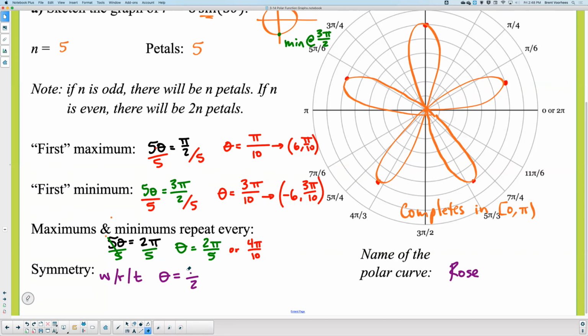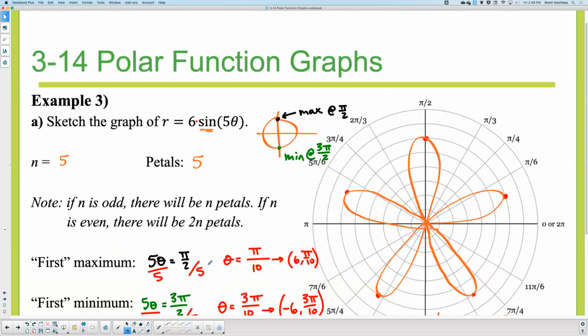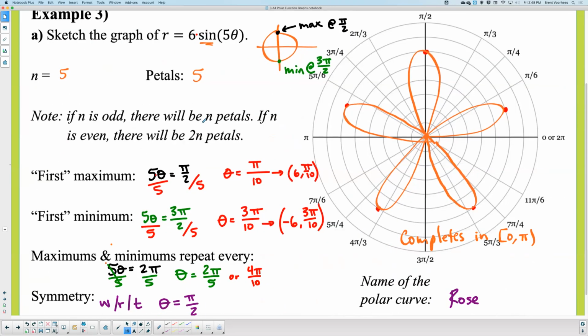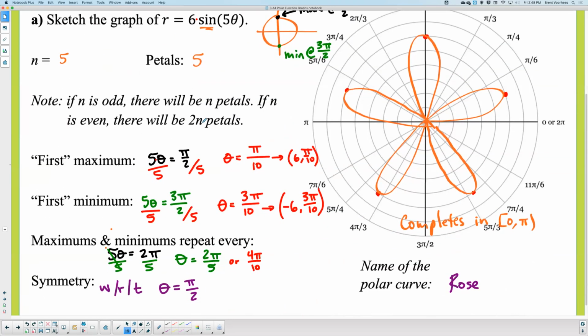Why did it have symmetry with pi over 2? Why with pi over 2? I got only one person who's speaking up. Why was it symmetric with pi over 2? It had to do with the equation. With sine. Sine is what variable again? Y. And the y-axis is theta equals pi over 2 in polar. Okay.